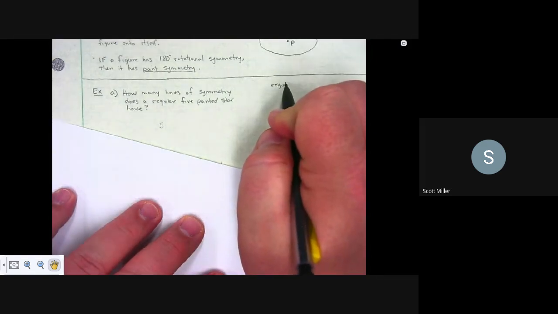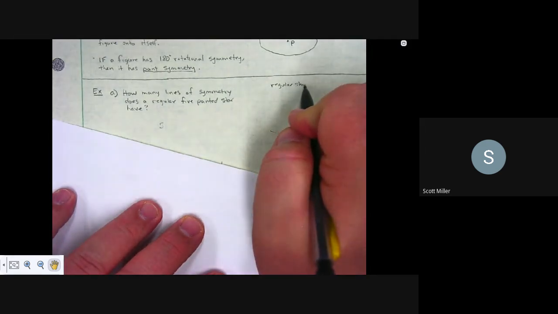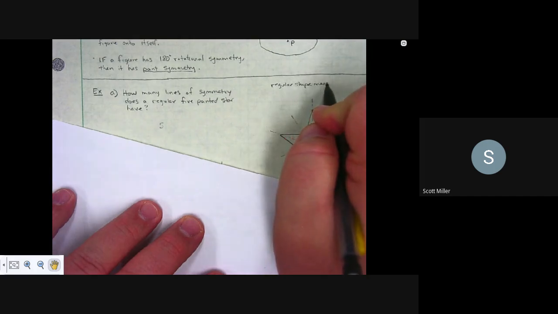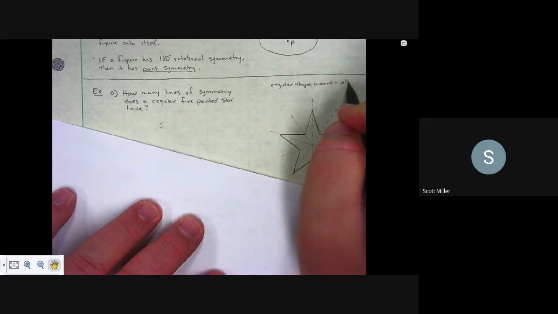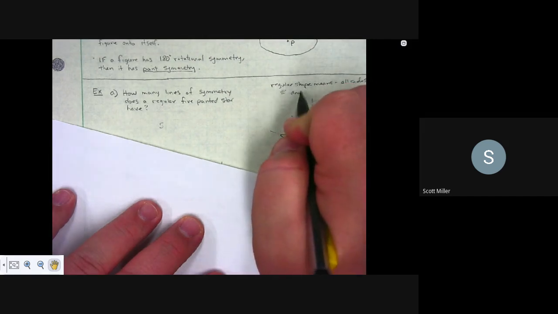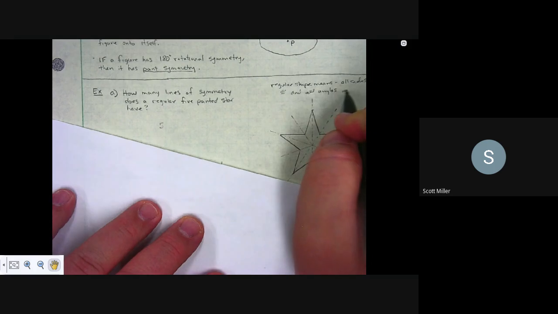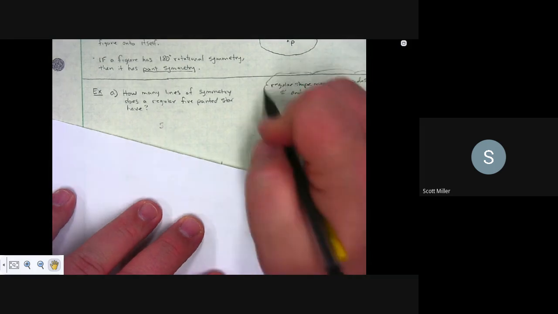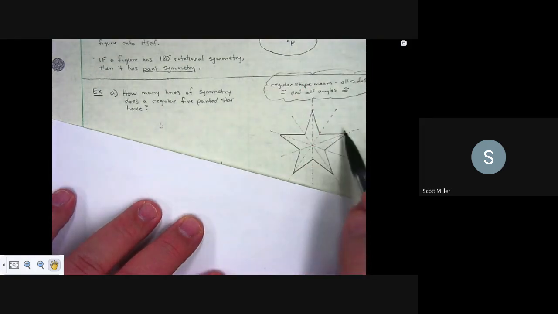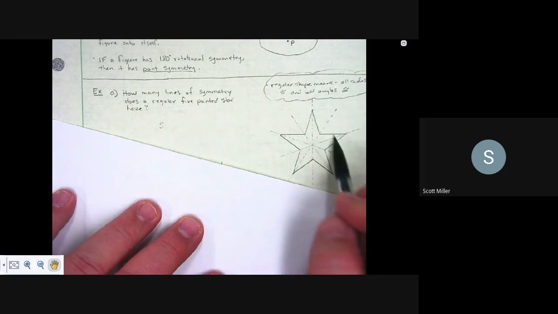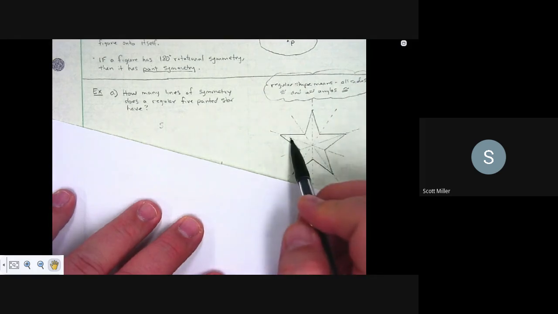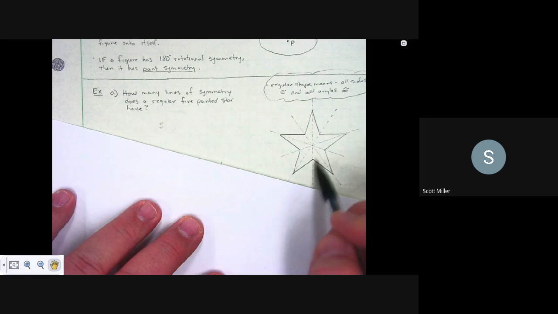A regular shape means all sides are congruent and all angles are congruent. So that's what it means to be a regular shape. When I said this is a regular 5-pointed star, all of these angles are the same angle and all of these lengths are exactly the same length of the star.